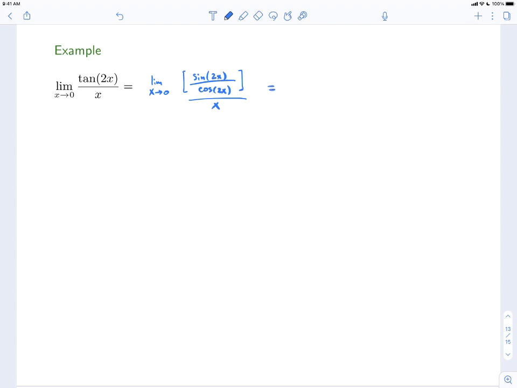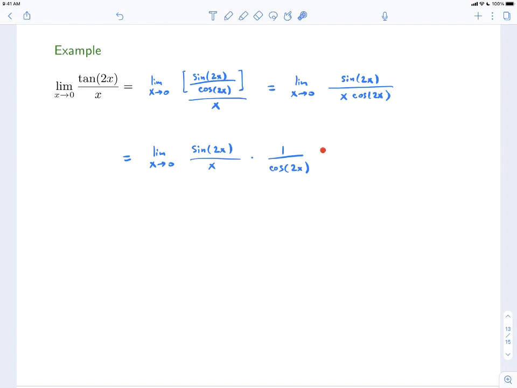Well, we can just rewrite this as the limit as x approaches 0 of sine of 2x divided by x times cosine of 2x, because dividing by x is the same as multiplying by the reciprocal. Okay, so I'm just going to rewrite this as the limit as x goes to 0 of sine of 2x over x times 1 over cosine of 2x. Now what you'll notice is that this still has that indeterminate form. It's still 0 over 0, but we've isolated it into this term.